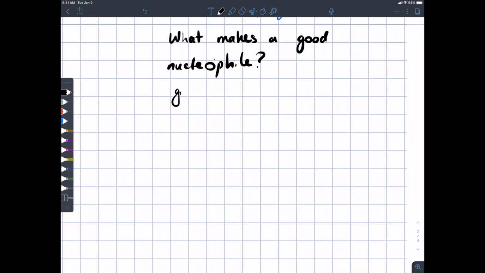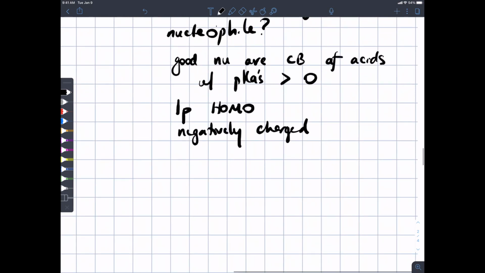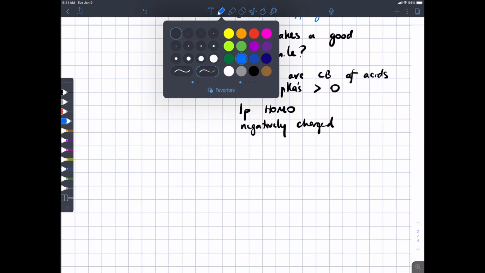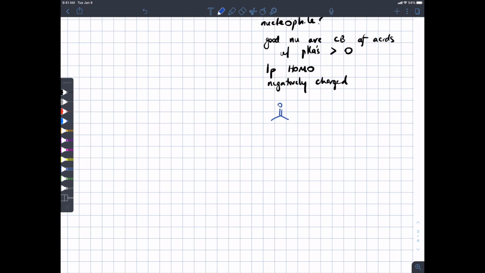So in general, good nucleophiles are conjugate bases of acids with pKa's that are greater than 0. Generally, these things have lone pairs as the HOMO, and often they are negatively charged. I'm going to just list some that qualify as good nucleophiles based solely on the pKa's of their conjugate acids. So the acetate anion, its conjugate acid is acetic acid, and its pKa is 4. So that qualifies, and we will often see acetate act as a nucleophile.